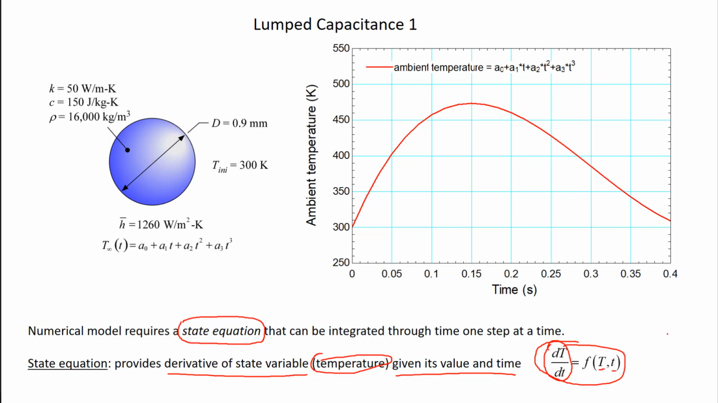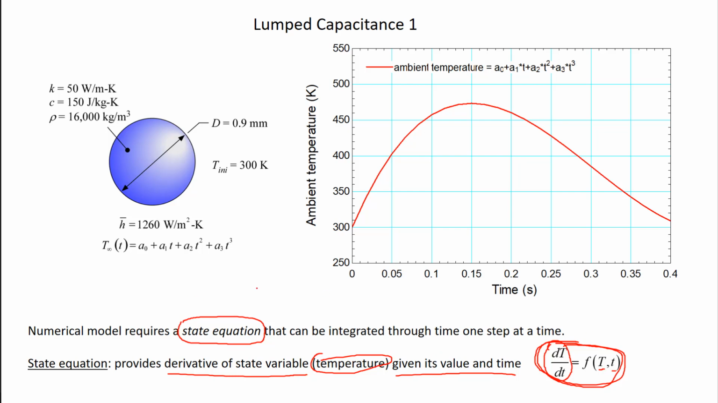So we have to start by deriving this state equation. We don't have to solve it analytically. We just have to derive it, right? And just to be clear, it doesn't have to be an equation. In other types of models, we just have to know temperature and time and then be able to go through a set of calculations that result in the derivative of temperature.